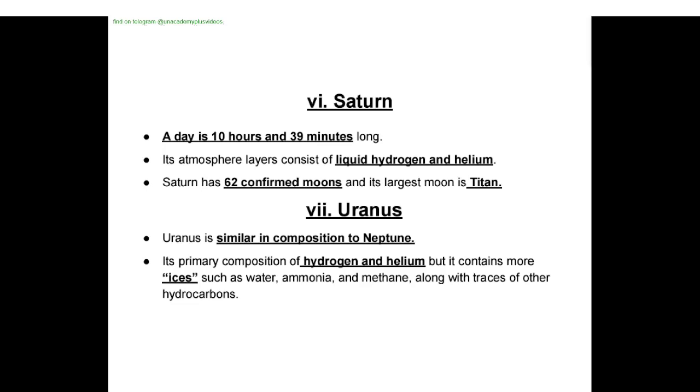Uranus. Uranus is similar in composition to Neptune. Its primary composition is hydrogen and helium, but it contains more ices such as water, ammonia, and methane, along with traces of other hydrocarbons.